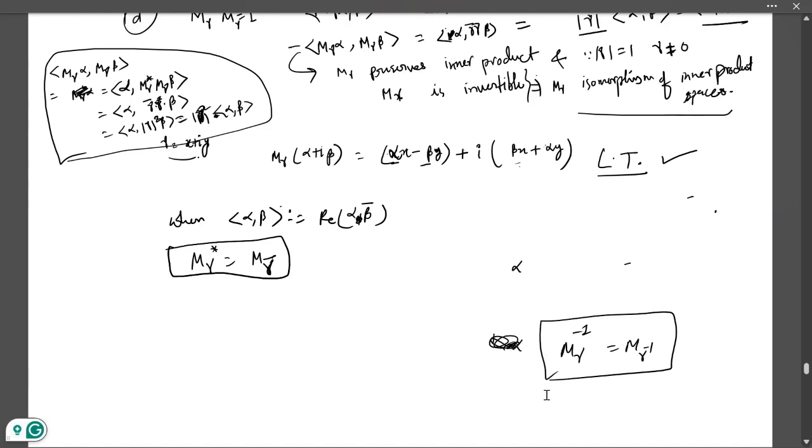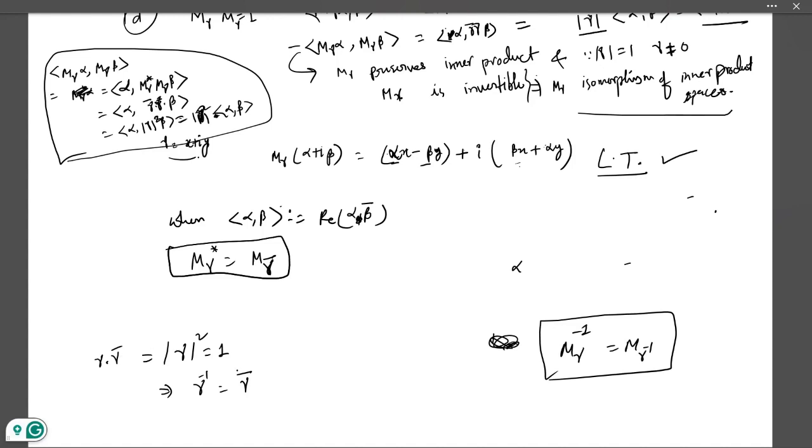It is unitary. You know why? Because when norm gamma is one, then what is gamma inverse? This is nothing but gamma bar, right? Because norm gamma squared is basically gamma into gamma bar. So gamma inverse is just gamma bar. So that is why unitary. Okay?